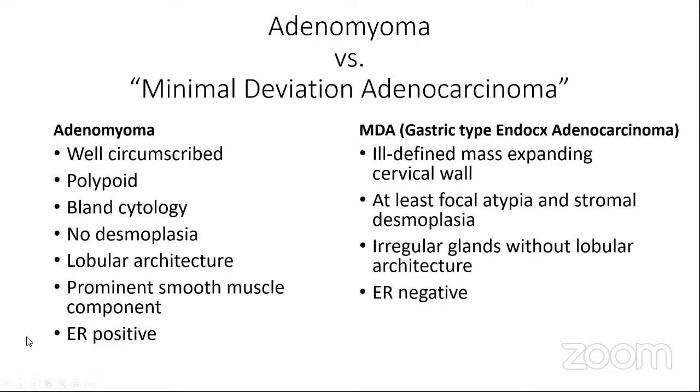So how do you make that distinction? Well, the adenomyomas are usually really well circumscribed, they're polypoid, they have bland cytology, no desmoplasia. Seeing that lobular architecture is really important. And because this is a biphasic tumor, it often has an intimately associated smooth muscle component and is ER positive. Whereas if you're thinking about gastric type adenocarcinoma, that's really well differentiated. Even when it's well differentiated and cytologically not that atypical, it's usually an ill-defined mass that expands and infiltrates the cervical wall. You have to see at least focal, severe atypia and stromal desmoplasia or infiltration with irregular glands that don't have a lobular architecture. And these are always ER negative.